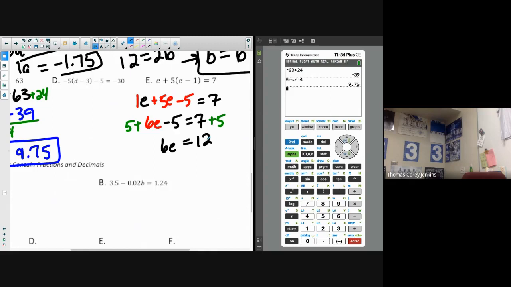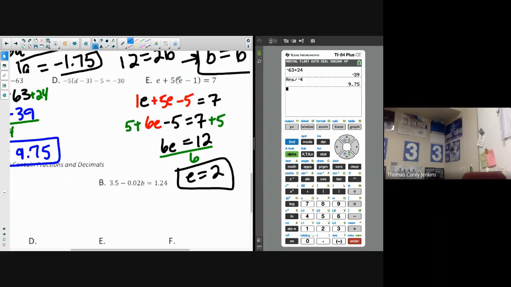Okay, and now I'm ready to just go ahead and divide both sides by 6. So that would give me 1E, or just E equals whatever 12 over 6 is. That is going to be 2. E equals 2.